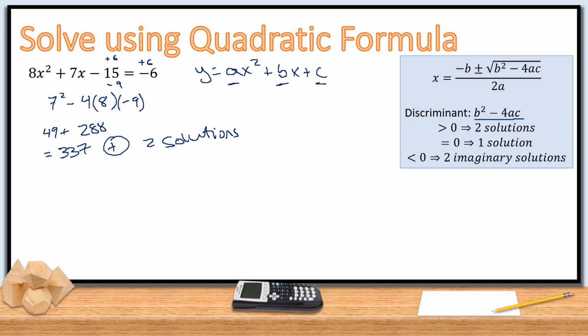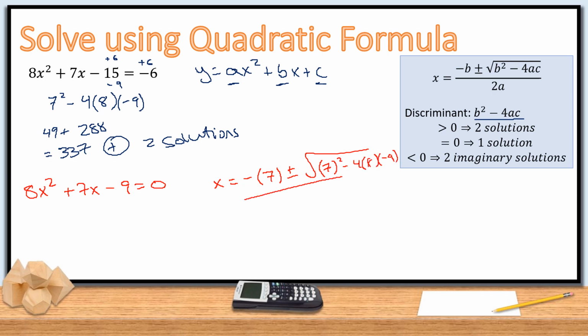Like I said, you have to add 6 to both sides. It must be equal to 0. So we're going to start with 8x squared plus 7x minus 9 is equal to 0. It must be equal to 0 before you start the quadratic formula. So we got x is equal to minus b, so minus 7, plus or minus square root. And we actually just solved what b squared minus 4ac is, but we'll put it in here for the sec. 7 squared minus 4 times 8 times minus 9, all over 2 times the a value, which is 8.